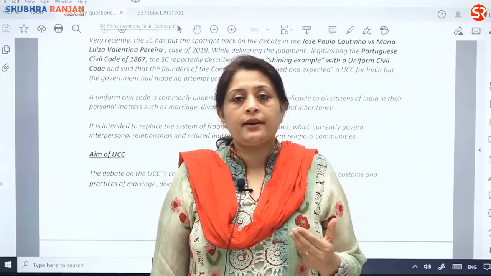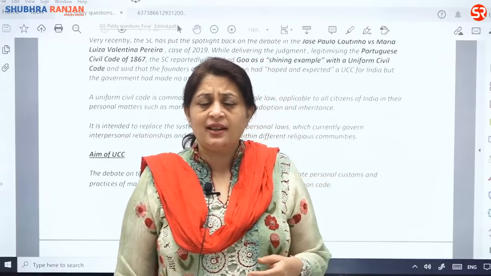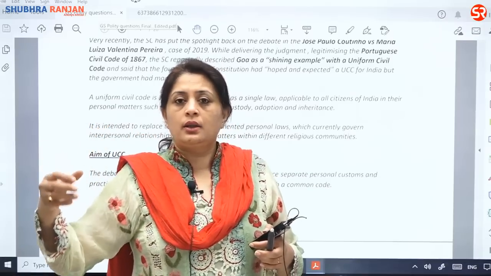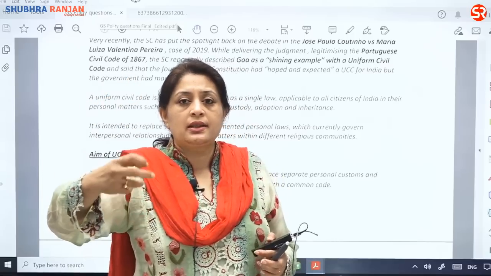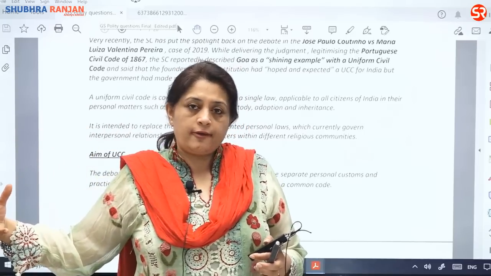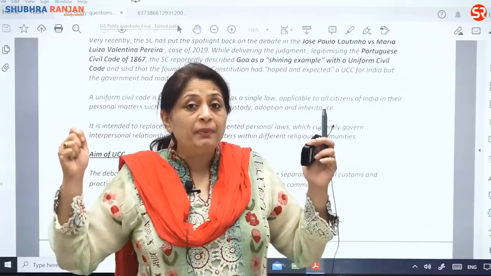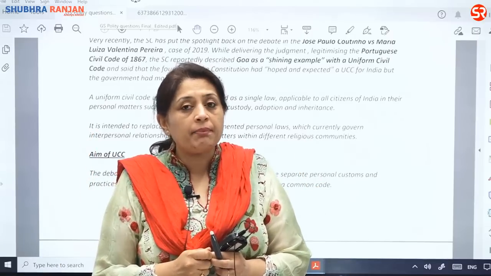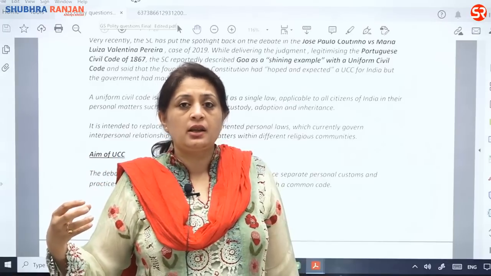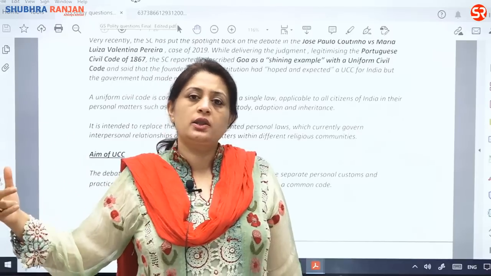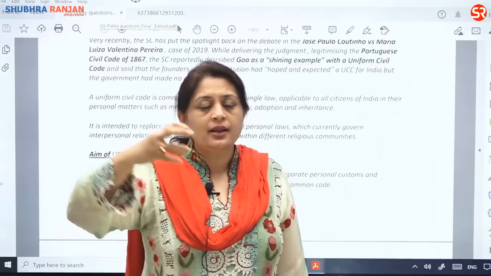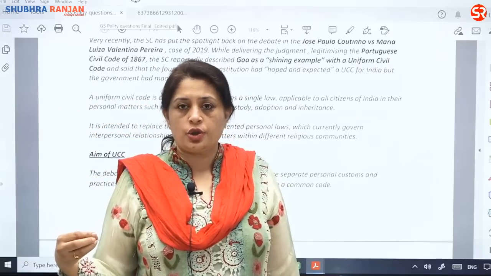Fine. Then, it is not necessarily a single code. The deeper meaning is reforming the personal laws. However, they appear similar, because a state has to make laws in accordance with the constitution. So basically, they get aligned with the constitution.